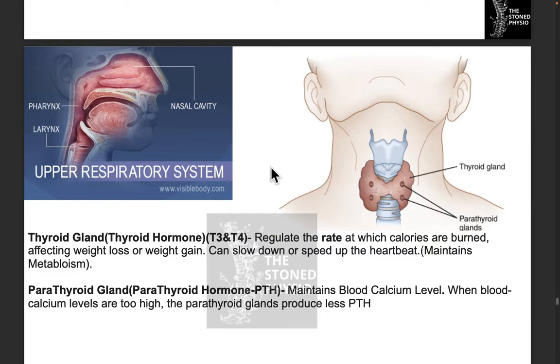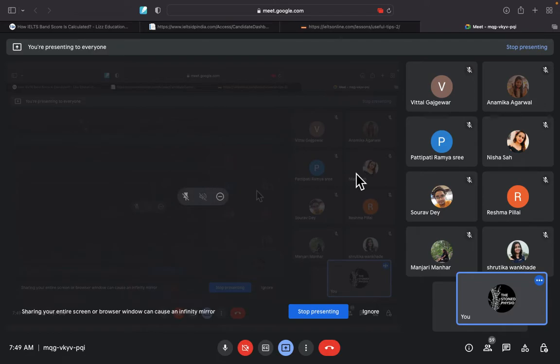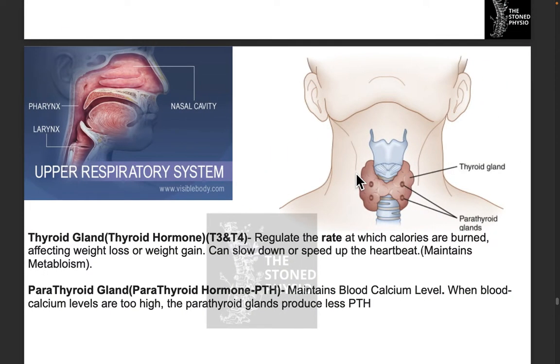But here we can have a look: the thyroid gland releases triiodothyronine and tetraiodothyronine, and as a whole these thyroid hormones help in the regulation of the metabolism of the body. If I say metabolism, it means weight gain and weight loss, along with the rate at which calories are being burned. So all those things, the heartbeat, the rate of heartbeat, are maintained or regulated by the thyroid gland.